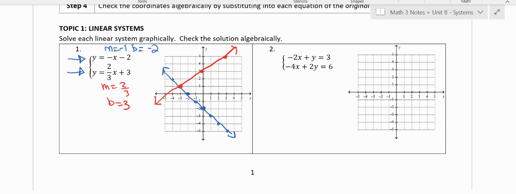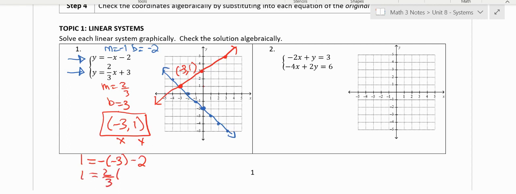And I can see I have my intersection, and that's actually my solution, (-3, 1). So that's my solution, the intersection. If I wanted to check my answer, I can substitute this in, and I see 1 equals the opposite of -3 minus 2. I would see then 1 equals 2/3 of -3 plus 3, and both check out. So that's how I know that's a solution to the system.